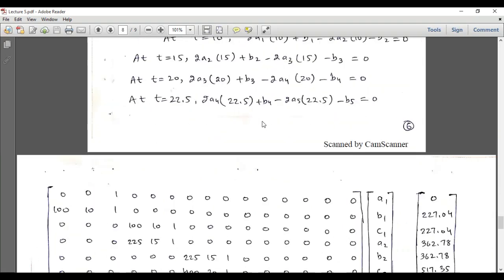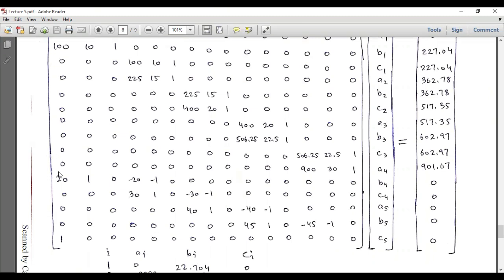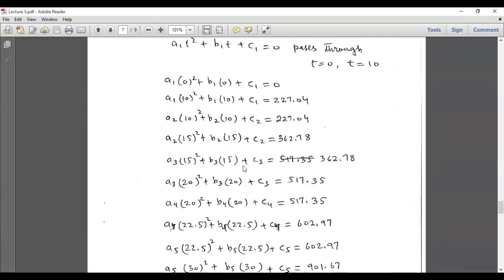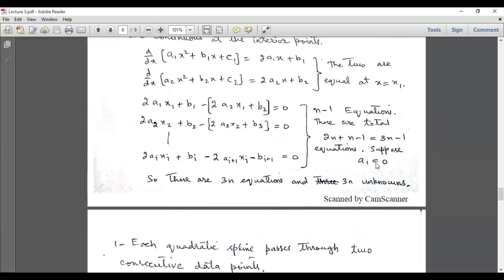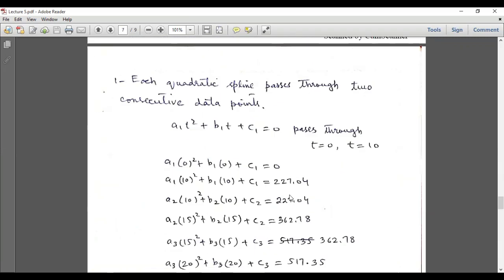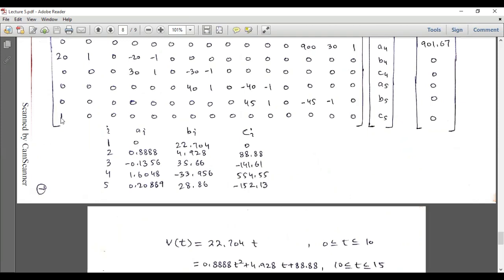So in this way, we can populate the entire A matrix. This is the last condition which we have used here: a1 is assumed as 0, so this is our last equation. The multiplier of a1 is 1, the multiplier of all other coefficients is 0, and on the right hand side we will use 0.